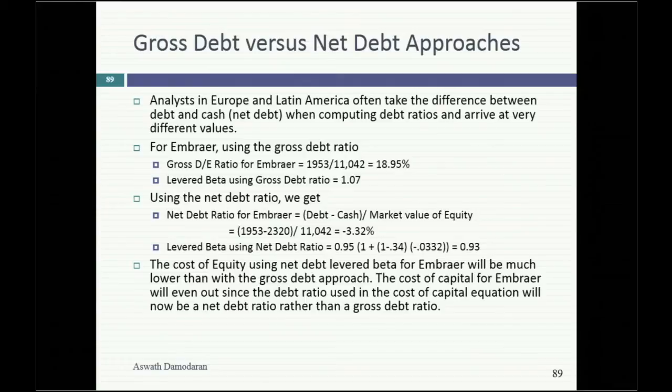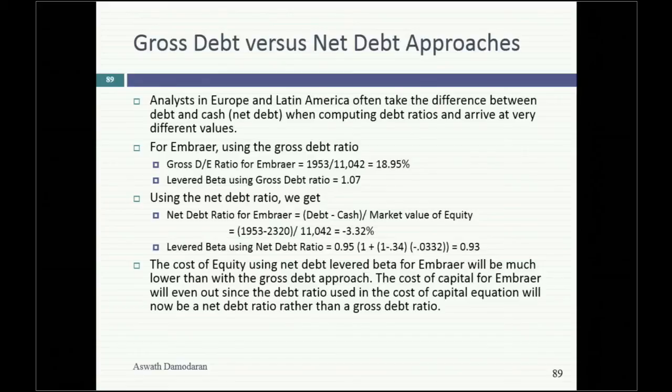And of course, the reaction is, if it makes a huge difference, which is the right one? I'm going to say something incredibly strange. It doesn't matter which one you do as long as you do it consistently all the way through. Okay? Let me take, to illustrate that, Embraer. Embraer's gross debt to equity ratio was about 19%. The levered beta I got using the gross debt to equity was 1.07. Its net debt to equity ratio was minus 3.32%.